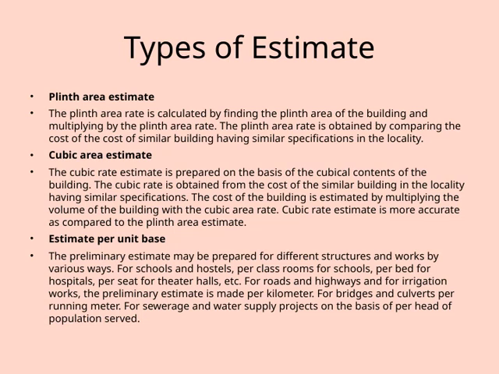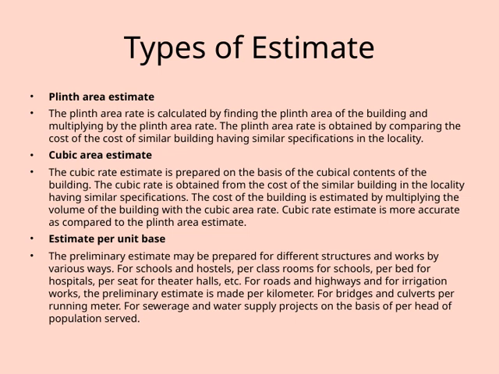Let's take a closer look at the different types of estimates. First, we have the plinth area estimate. This method involves calculating the plinth area of the building, which is essentially the measured footprint at ground level. To get the cost estimate, we multiply this area by the plinth area rate. Now, this rate isn't arbitrary. It's derived by comparing the costs of similar buildings with similar specifications in the same locality. This helps ensure the estimate reflects local market conditions.